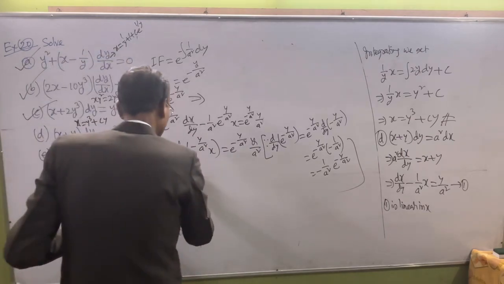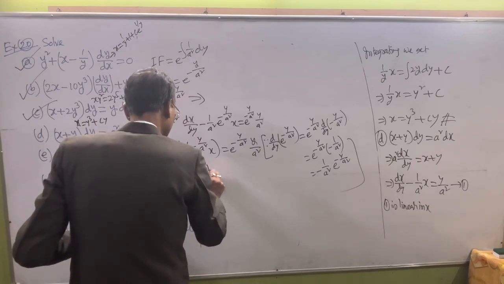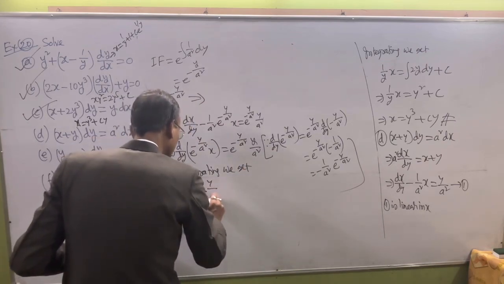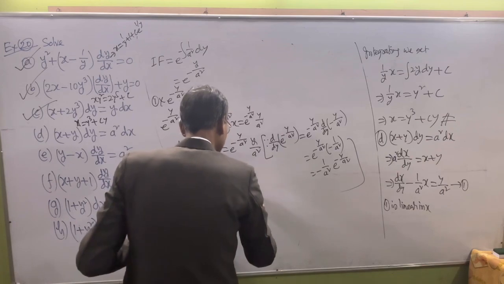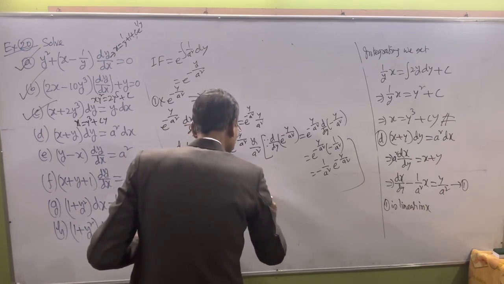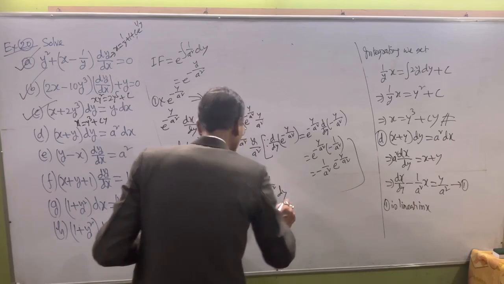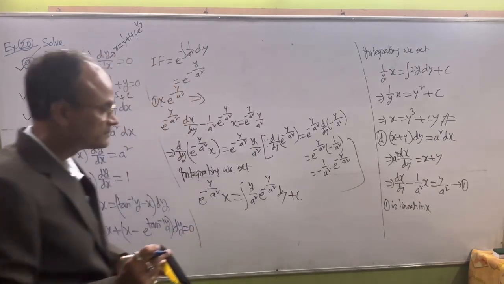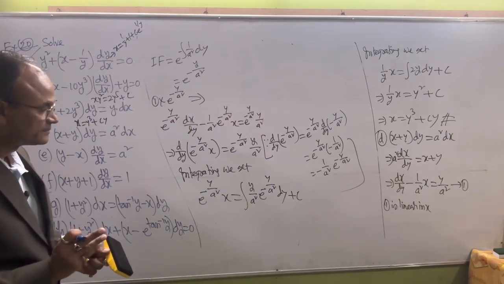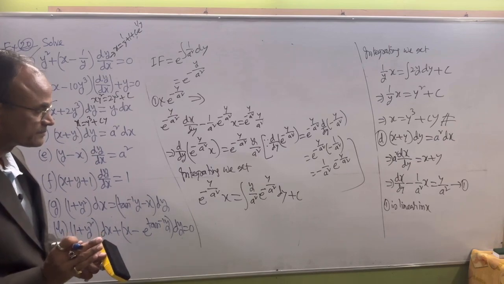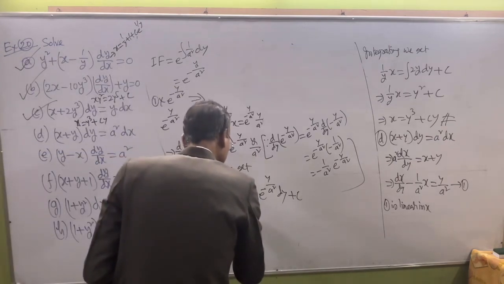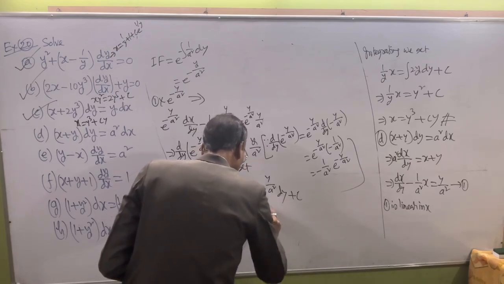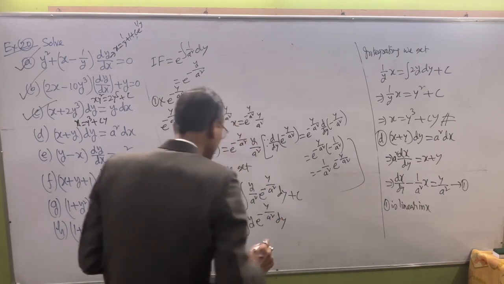Now integrating, we get e to the power minus y by a square x. This is equal to integration of y by a square e to the power minus y by a square dy plus c. This is equal to 1 by a square integral y e to the power minus y by a square dy plus c.